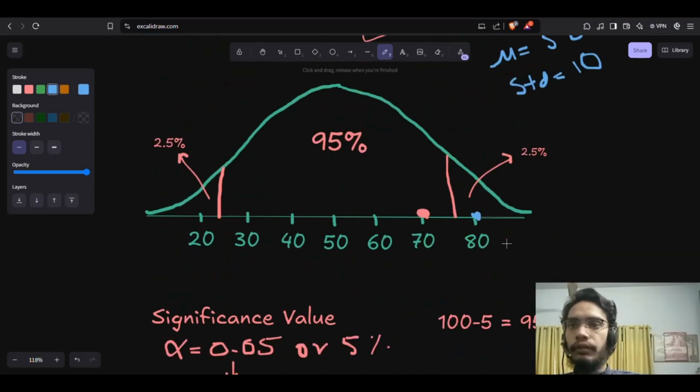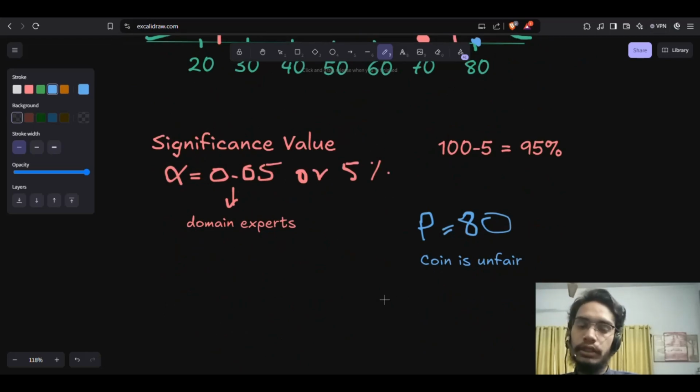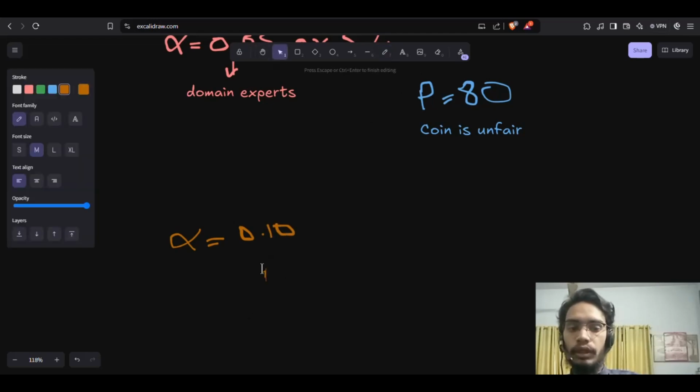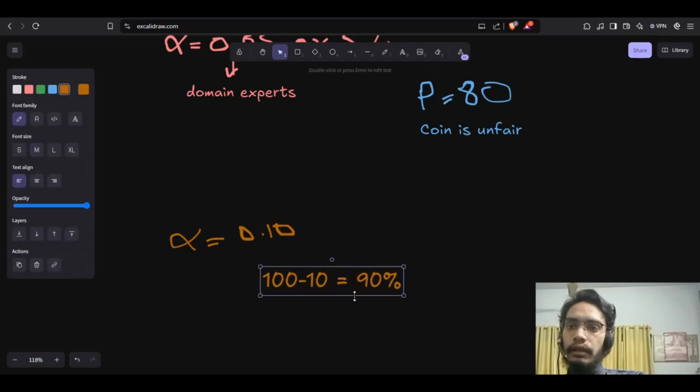So again, if you want to ask why it is 0.05, it can be changed. Yes, it can be changed. Say it is 10%. Let's say your alpha value is equal to 0.10 or 10%. You can easily subtract it from 100. 100 minus 10 is equal to 90%. So your overall interval will contain 90% of this, and 10% here.